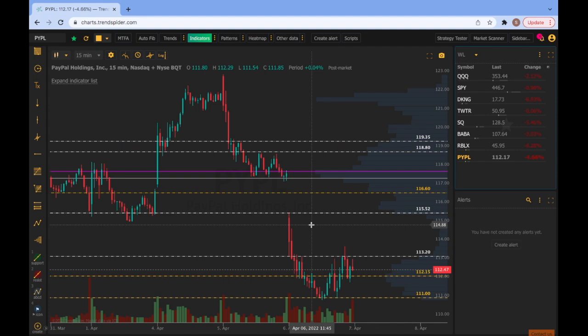Now comes the actual execution piece. So the first thing I do, in order to give me levels, I use the first candle, which is the 9:30 to 9:45 candle, to give me a high and a low.